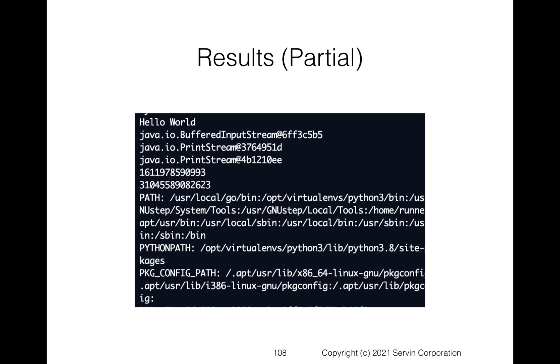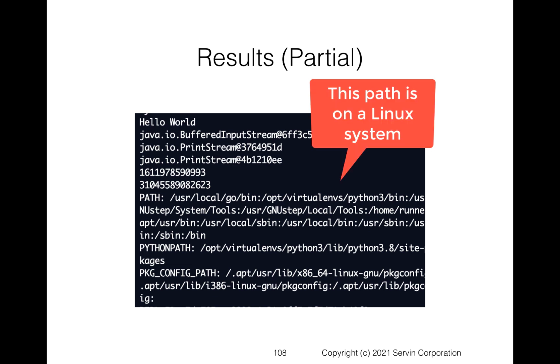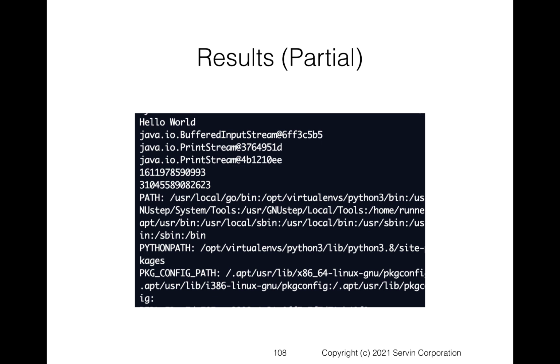Now here's some partial results, because actually there's a lot of environment variables on your system. But notice in this case, I show, for example, in the middle, the path. So the path is, when you run a program, run a command, the search path. Now remember, we're on a Linux system, so that's why you see, for example, /usr/local/go/bin. Also, the colon separates each path entry. So we see path is an environment variable.